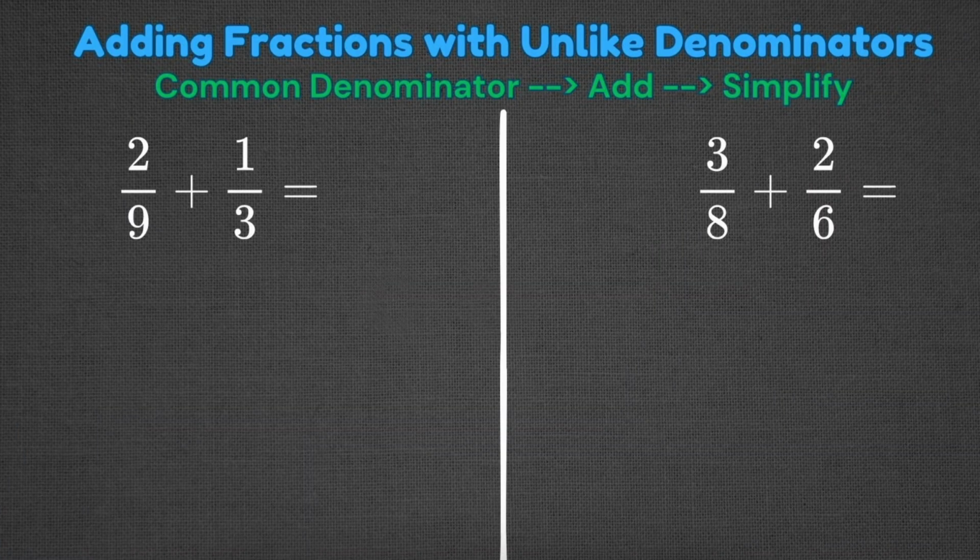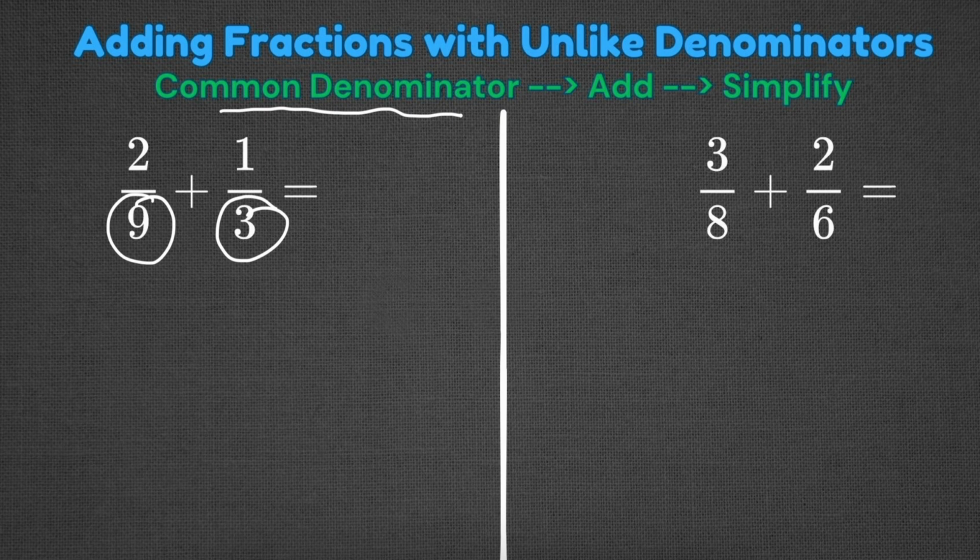If you're looking to get a refresher on adding fractions with unlike denominators, then you're in the right spot. Let's jump right in. The first thing we have to do when adding fractions is get a common denominator. Why do we need a common denominator? Well, you can't add thirds with ninths.